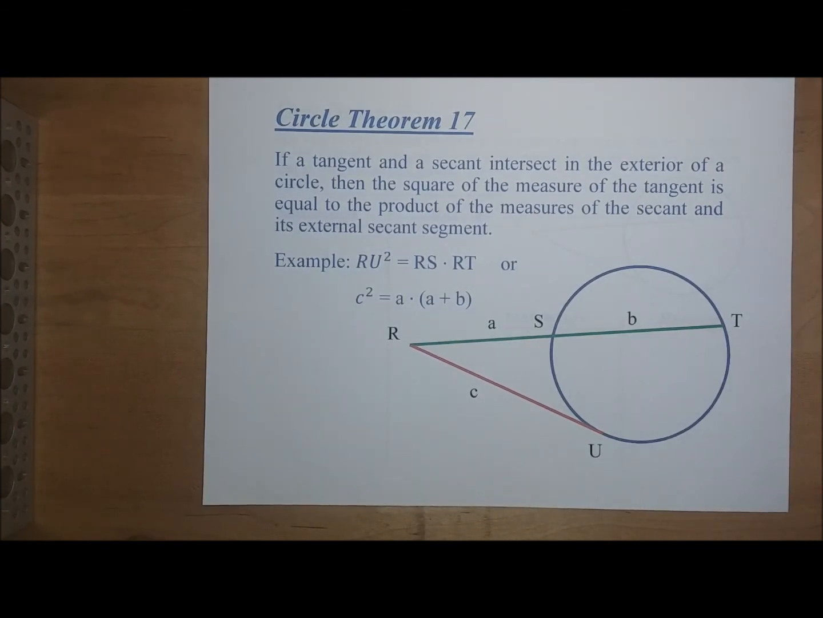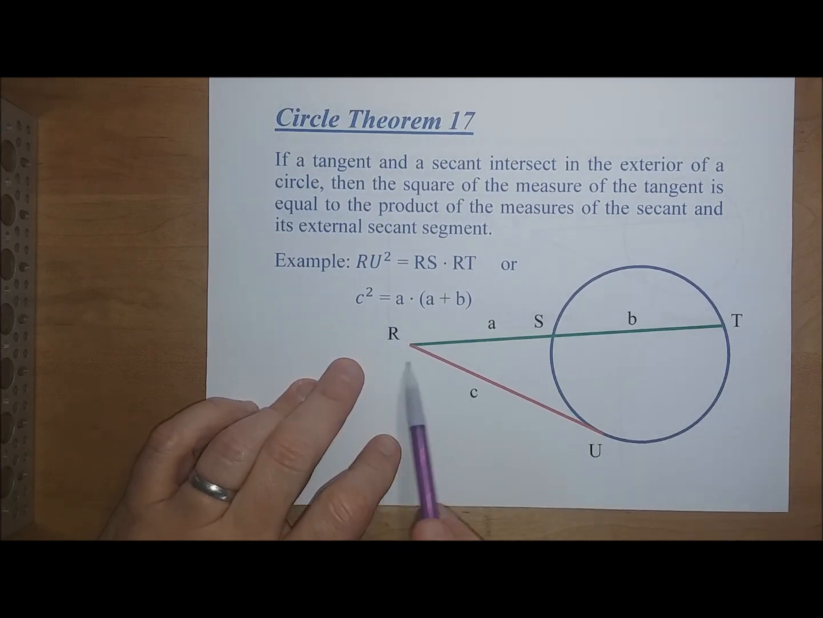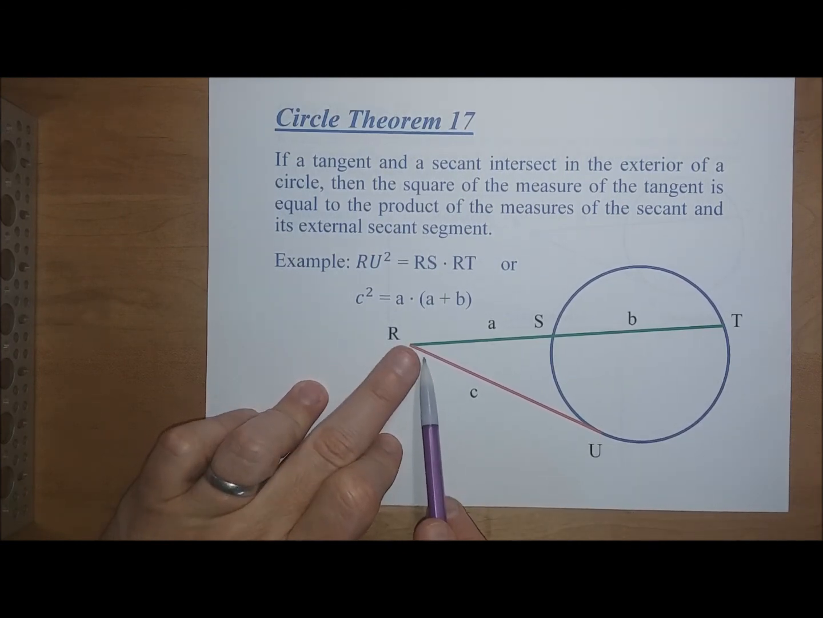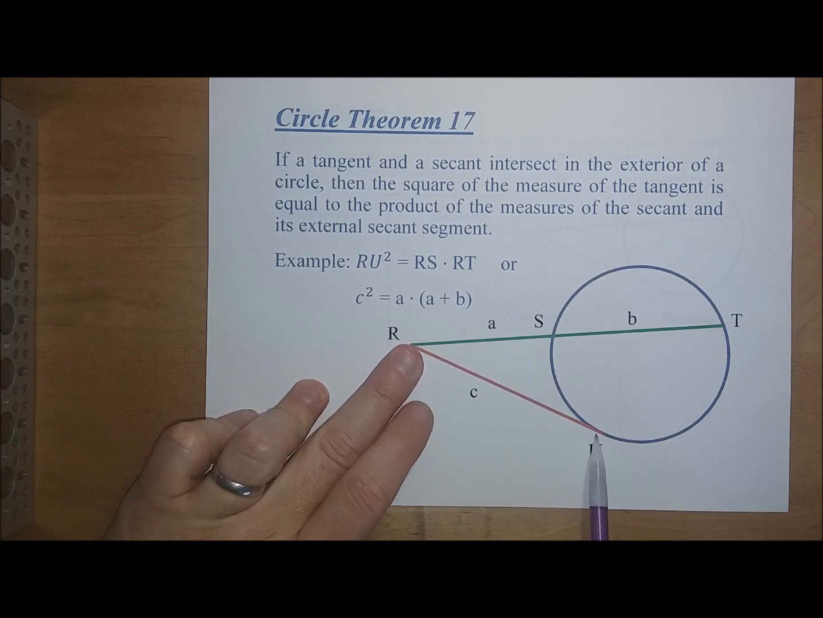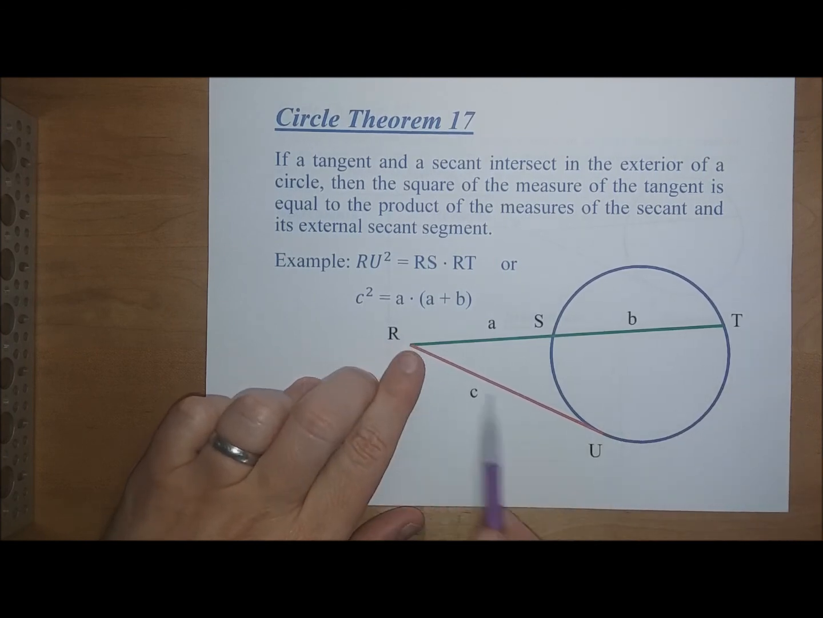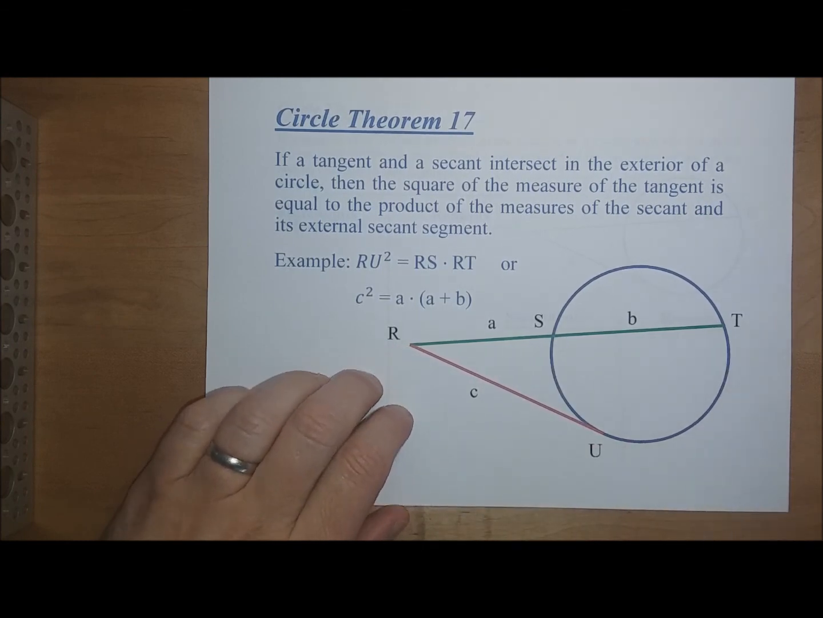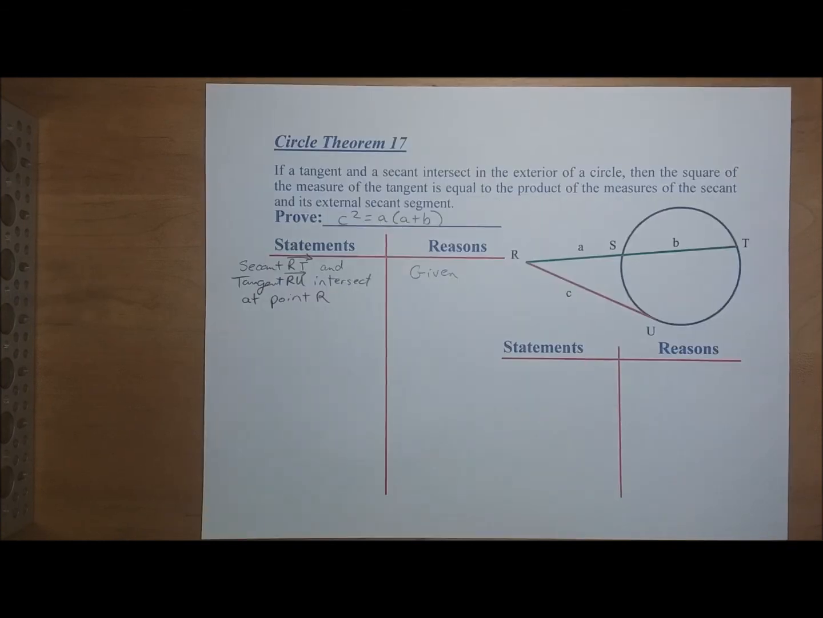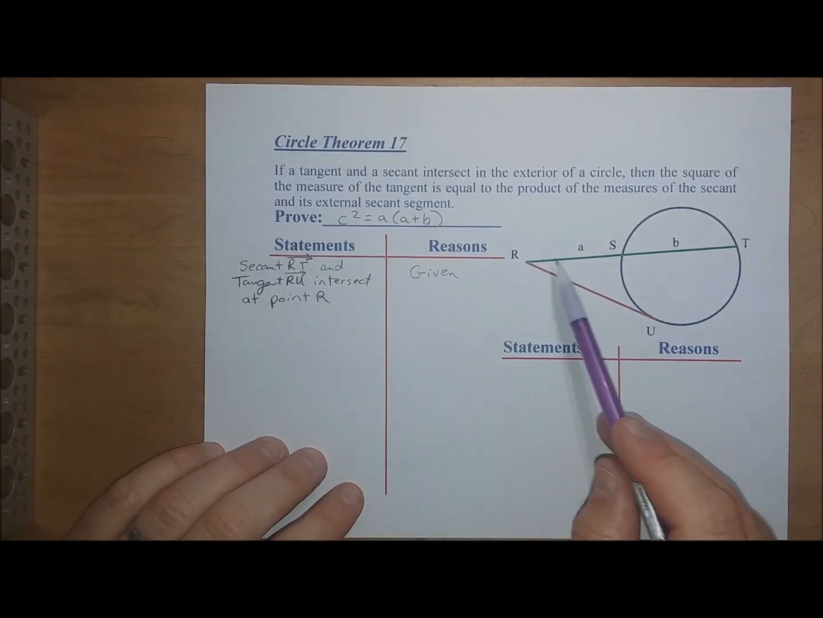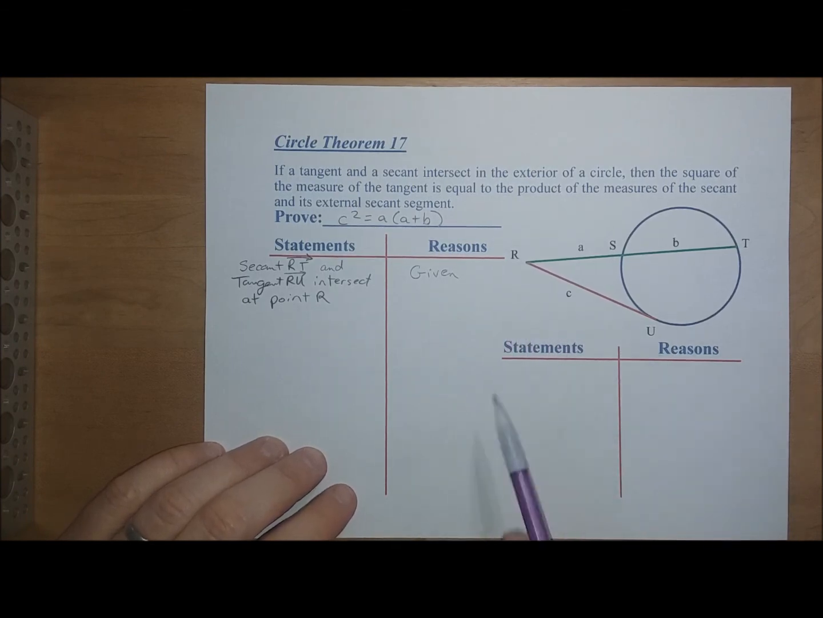Okay, lastly, we want to prove circle theorem 17. This one's just a little bit trickier, but same idea. I think we can prove this. This is the one that tells us that if a tangent and a secant intersect in the exterior of a circle, then the square of the measure of the tangent, c squared, is equal to the product of the measures of the secant and its external segment. So c times c will equal a times a plus b. Can we prove this? Okay, let's see. I've restated our given information that we have this secant RT intersecting tangent RU at point R. They want us to prove that c squared equals a times a plus b.